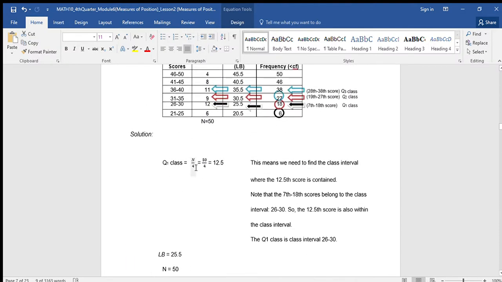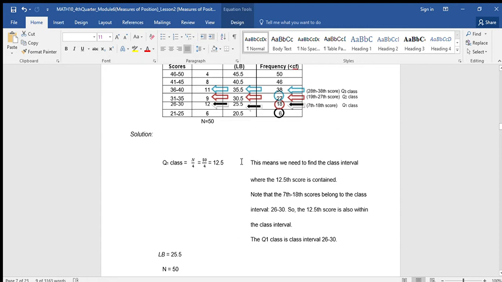Why is only n placed here? Because our Q1, that means the quartile we will find, is Q1, Q2, or Q3. If we are finding Q1, of course, if you multiply 1 times n, that is still equal to n. So n over 4. Our n is 50, so that is 50 over 4, which is equal to 12.5.